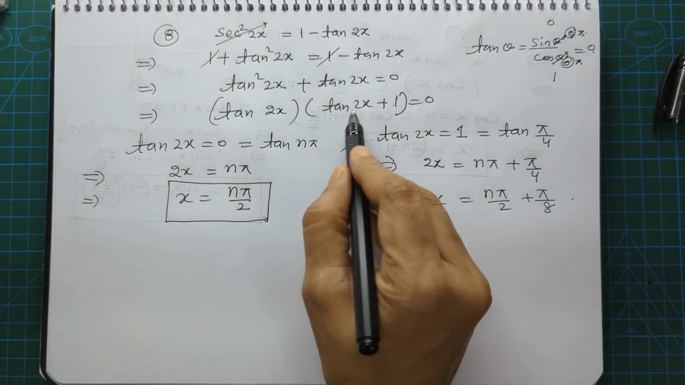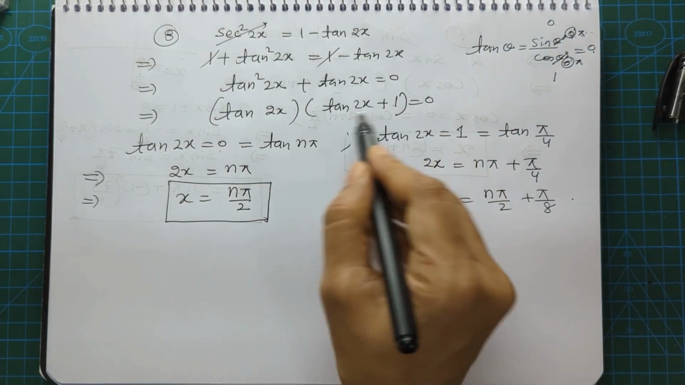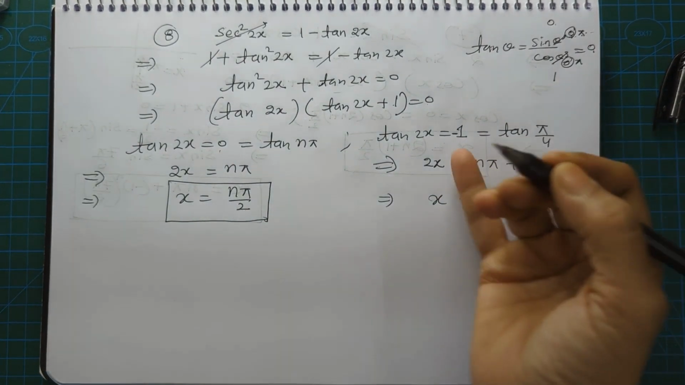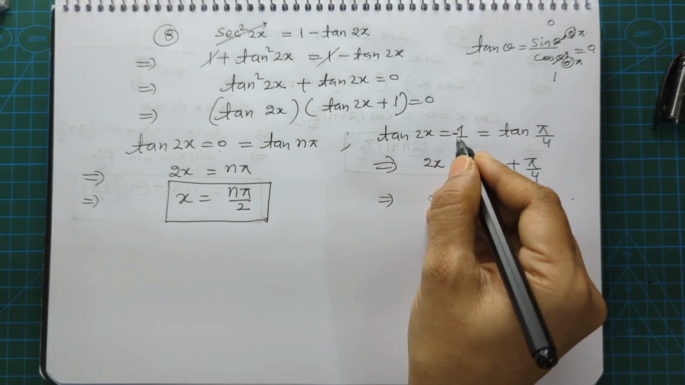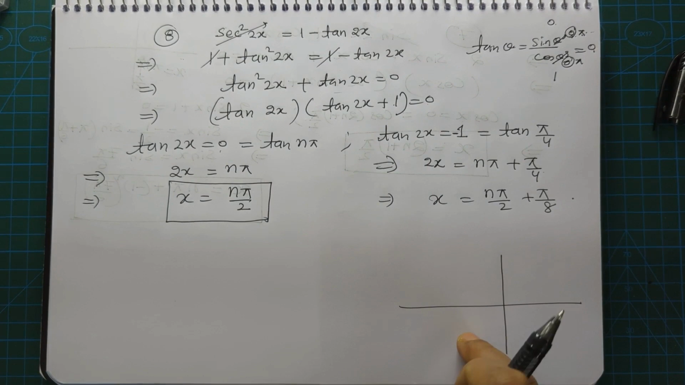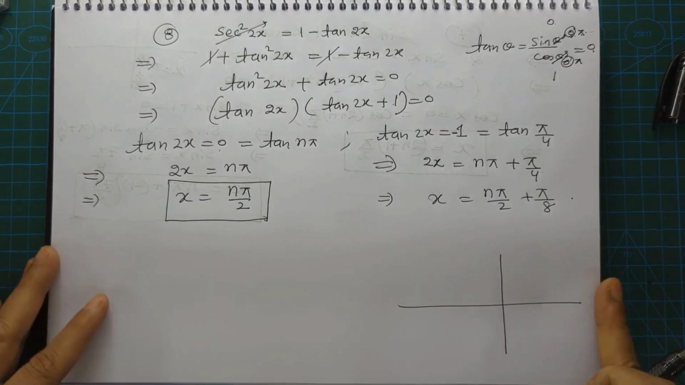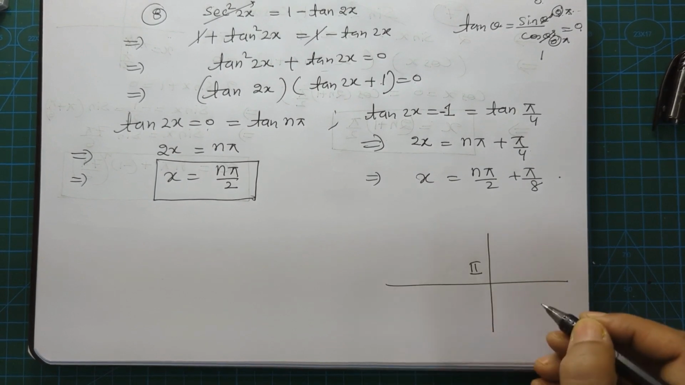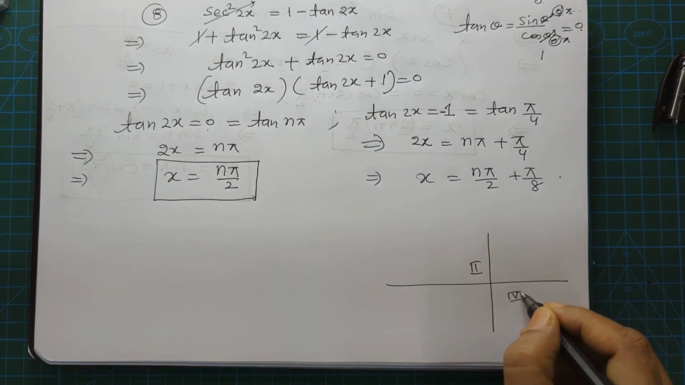Okay, tan 2x plus 1 is 0. So then tan 2x is negative 1. Okay, fine. So tan of an angle is negative. In which quadrant is tan of an angle negative? Tan and cot are positive in the third quadrant. So tan is negative in which quadrant? It is negative in the second quadrant as well as the fourth quadrant.